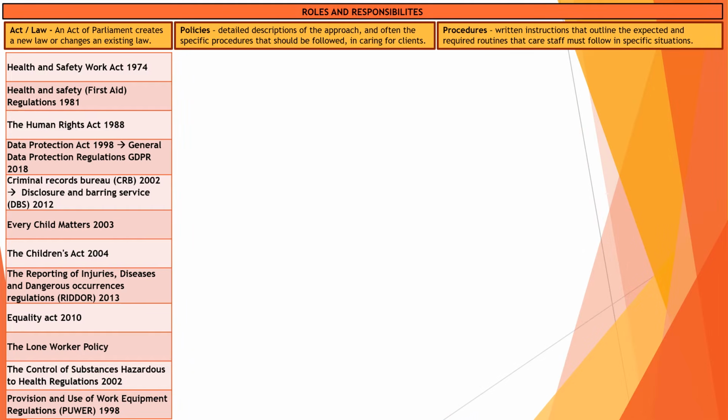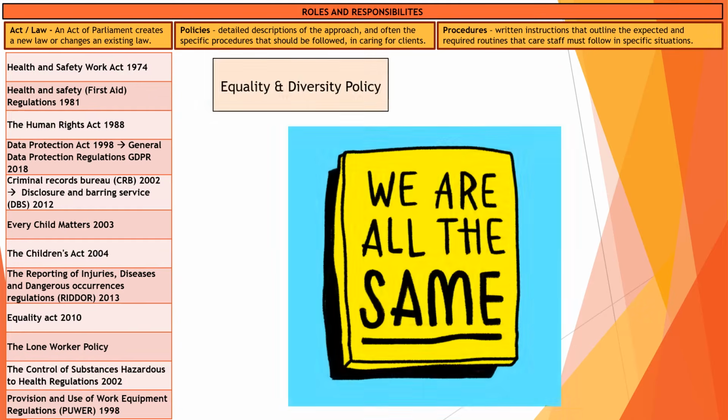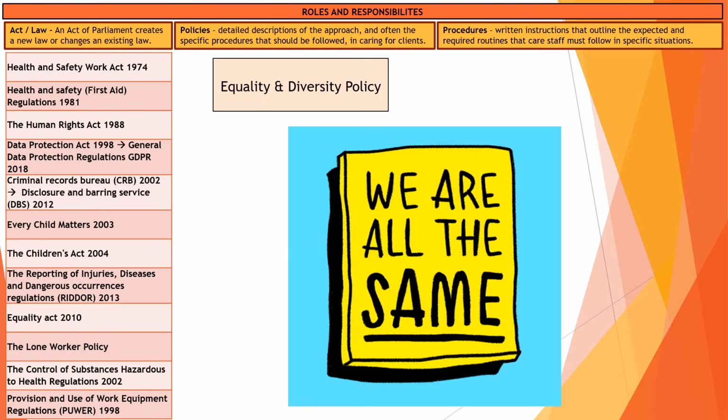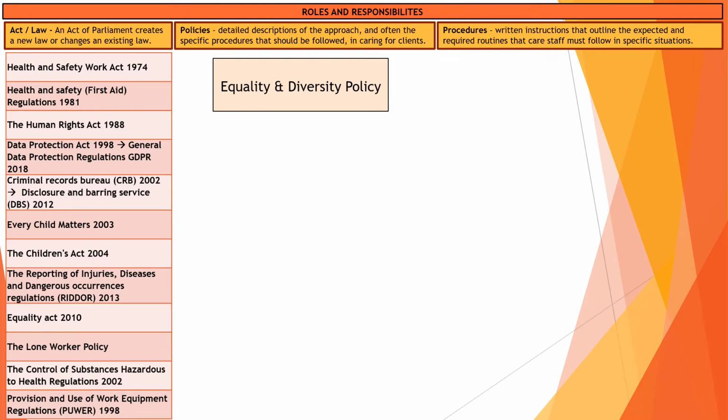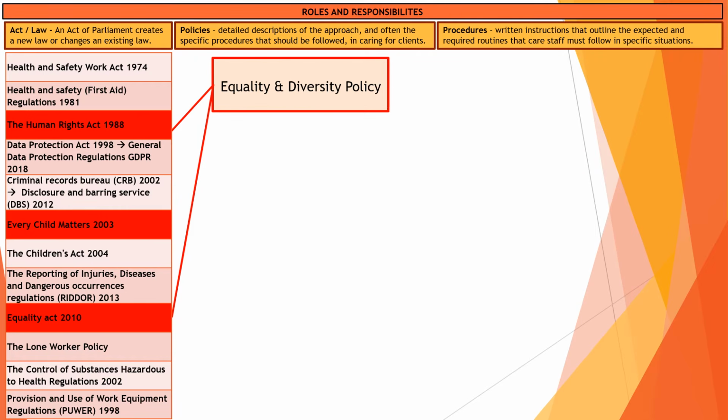Now, how these laws relate to policies means that a lot of them combine together. So if we look at the equality and diversity policy, generally most institutions will have an equality and diversity policy of some name or variation of this name. It's always about keeping and promoting equality in its working. This is influenced by policies like the Human Rights Act and the Equality Act.